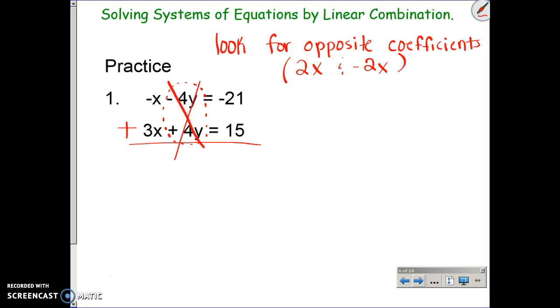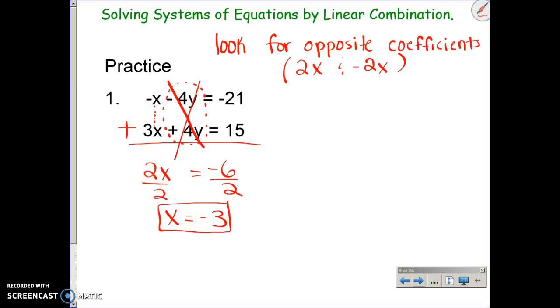Okay, and then I'm going to combine everything else. So negative x plus 3x is going to become 2x. I'm just combining those two things. The y's are now gone. I've eliminated one of my variables. Negative 21 plus 15 is negative 6. Well, that's a super easy equation to solve. I now have something where I can get x by itself, and it's easy to do. So very quickly I find that x equals negative 3.